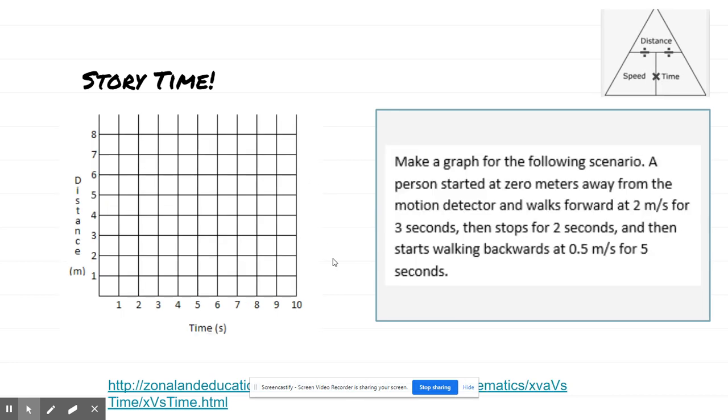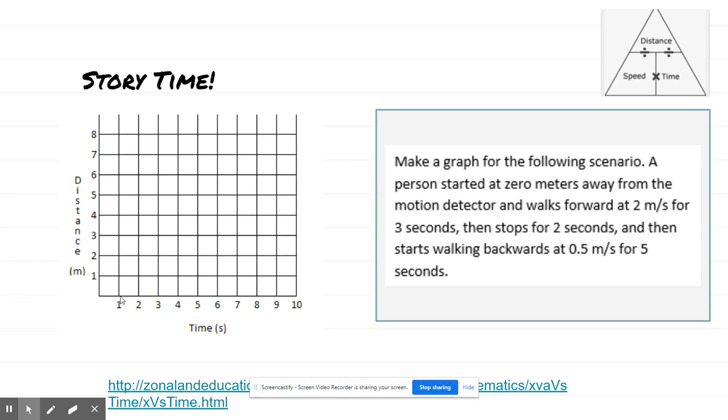Okay. Story time. Make a graph for the following scenario. A person started at 0 meters away from the motion detector. So 0 meters away means you're at the origin right here. Okay. The person walks forward at 2 meters per second for 3 seconds.